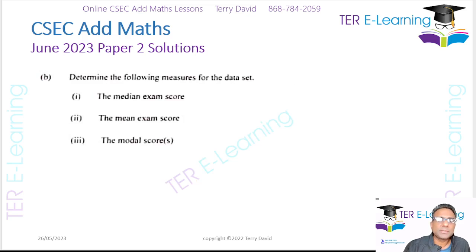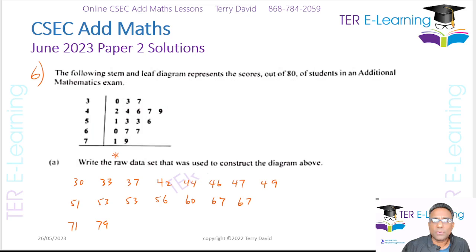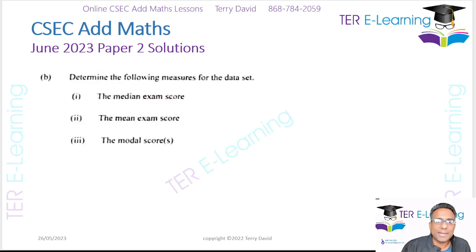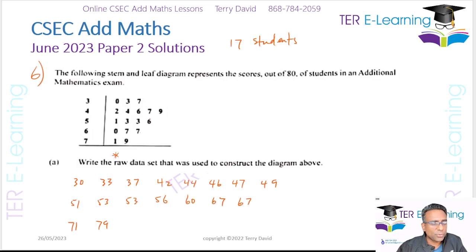Calculate the median exam score. Alright, so they didn't tell us how many students we have here, but we can count it. We have 1, 2, 3, 4, 5, 6, 7, 8, 9, 10, 11, 12, 13, 14, 15, 16, 17. So we have a total of 17 students. Right? Now we want to determine the median exam score, right? So since 17 is an odd number, there is going to be an exact middle, right? So if we take 17 and divide it by 2, you're going to get 8.5. So therefore we're looking for our 9th student or the 9th score.